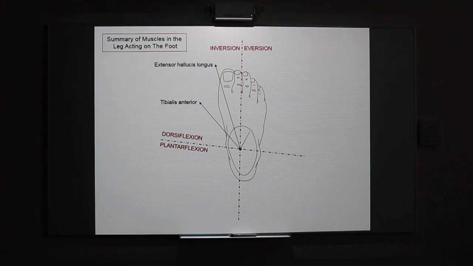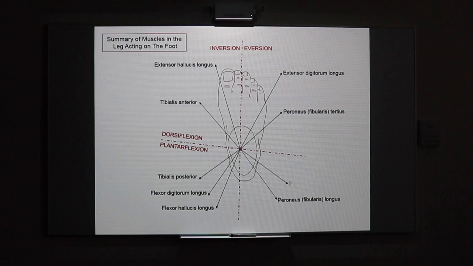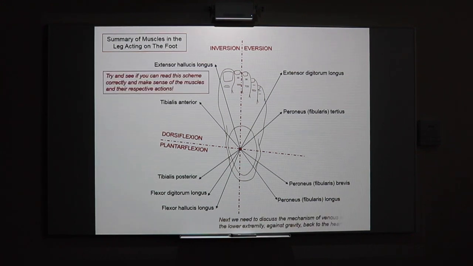And if you see the actions, these are the actions of the muscles which we have talked about. So inversion, eversion, these are the inverters and these are the everters. The muscles in front are dorsiflexors, the muscles behind are plantar flexors.